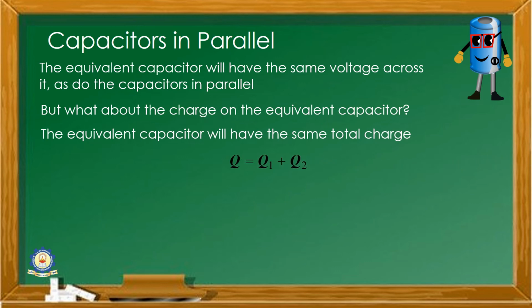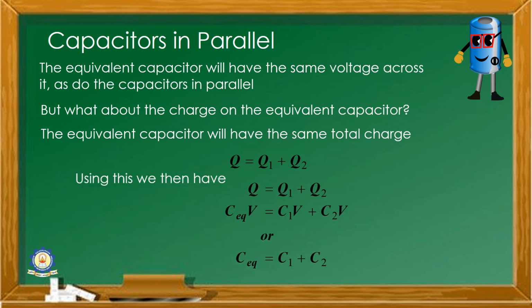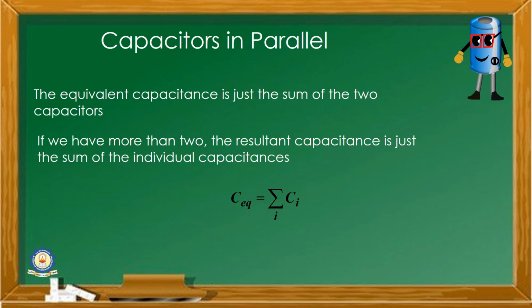So total charge Q is equal to Q1 plus Q2. Each charge is replaced with the help of the capacitance and the potential difference. So Ceq V is equal to C1 V plus C2 V, or Ceq is equal to C1 plus C2. So this is analogous to the resistors in series connection. When there are more than two capacitors present in the circuit, then the equivalent capacitance can be written as summation i Ci.